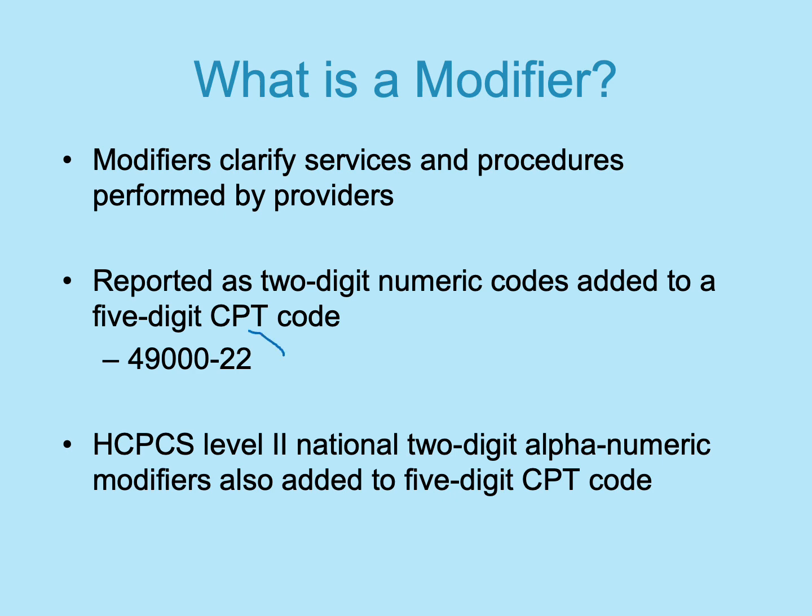They're reported as 2 digit numerical codes added to a CPT code. For example, 49000-22. The 22 is the modifier. There are also HCPCS level 2 modifiers, and we're going to talk about the 2 most widely used ones of those.